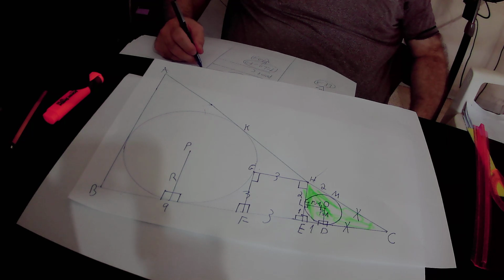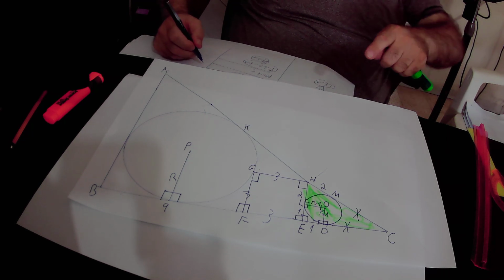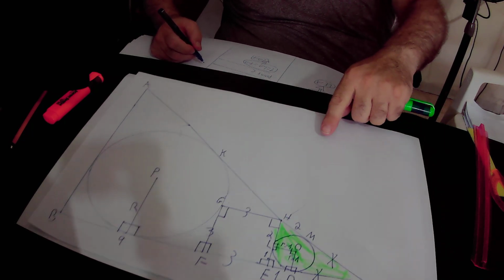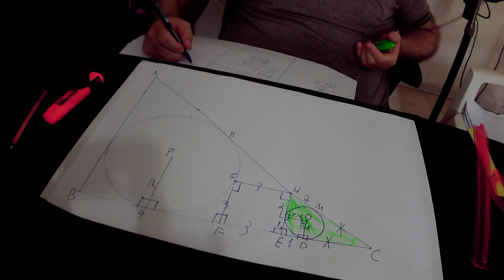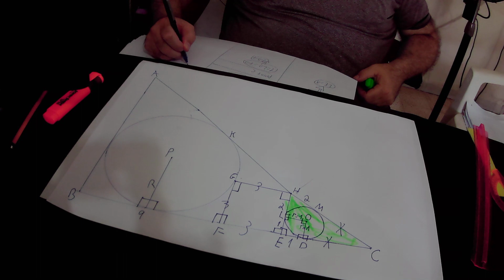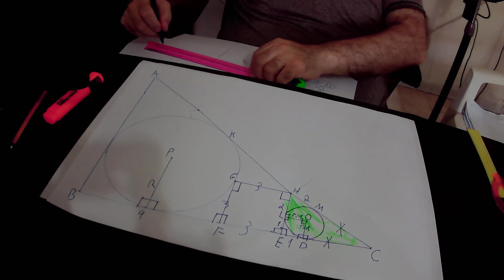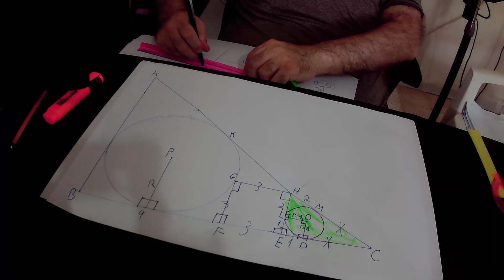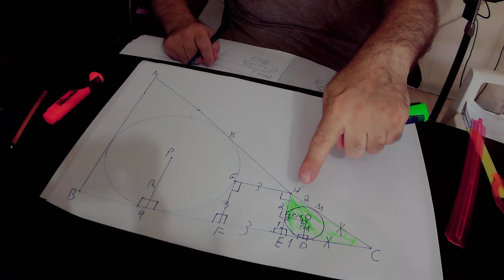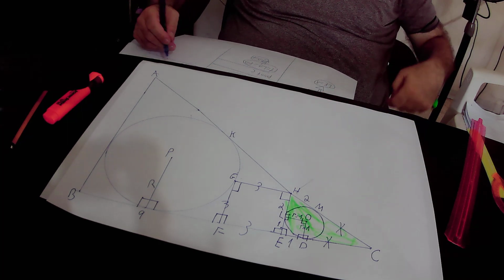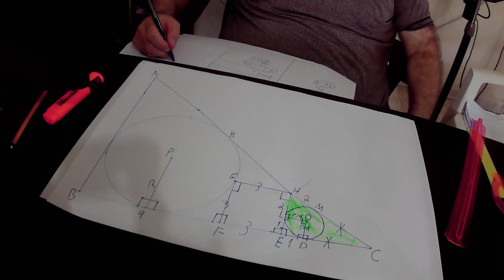So HC squared, what is the value of HC? HC equals 2 plus x, therefore HC squared equals (2 plus x) squared, and it is equal to HE squared. HE equals 2 plus 1, that is 3, so HE equals 3, therefore HE squared is 3 squared, that is 9.